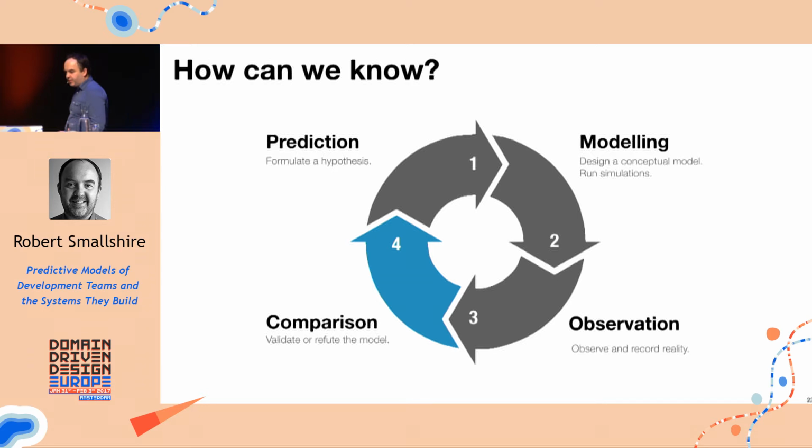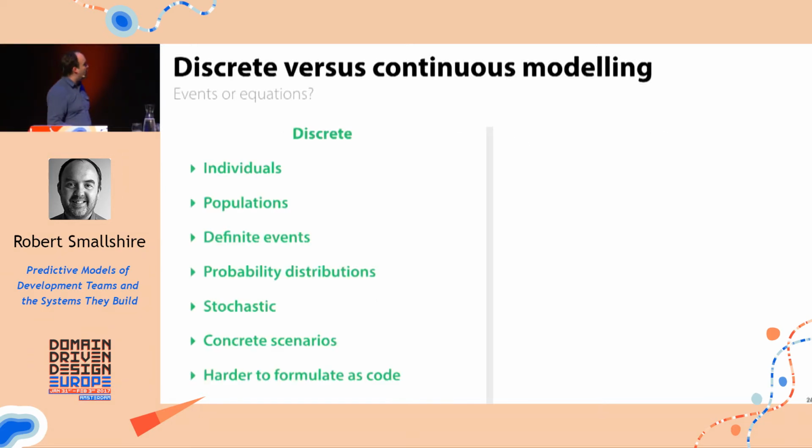So let's do that. The previous model I showed you of the accumulating code was what's called a discrete simulation. So it dealt with individuals. I was simulating individual developers, populations of those developers. There were definite events, people being hired, people leaving, people writing code every day. I dealt with probability distributions to characterize the populations.